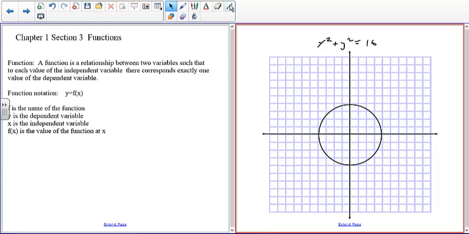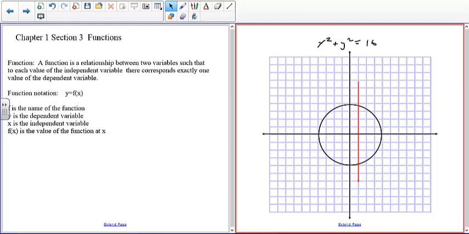The reason it's not a function is if I draw a vertical line, say for x equals 1, for example, if I move this over to x equals 1, you'll see that there are two values of the dependent variable. You'll also notice that this is not explicitly solved for y.